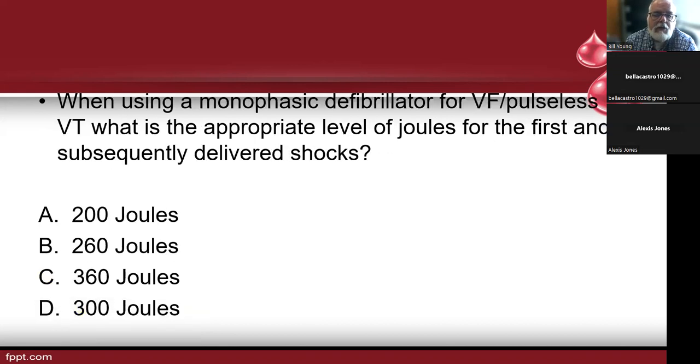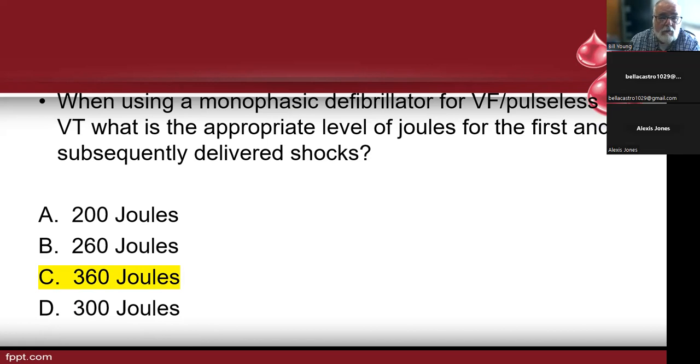All right. So this one is your question. When using a monophasic defibrillator for ventricular fibrillation, pulseless VT, what's the appropriate level of joules for the first and subsequently delivered shocks? 200 joules, 260 joules, 360 joules, or 300 joules? Which one of those do you think is the best answer? Again, remember we're using a monophasic defibrillator. Wouldn't that be 360? That would exactly be 360.